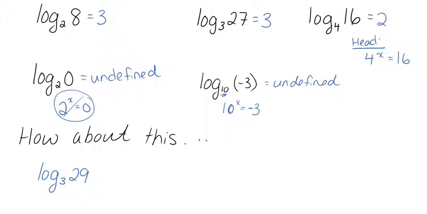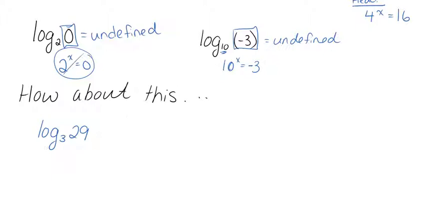So what you're going to find is, for all of these logs, they're really only defined for when our argument is greater than 0. So we just notice we don't like a 0 there, and we don't like a negative number there. We want that number, that argument, whatever you want to call it, to be greater than 0 so that we're able to solve it.